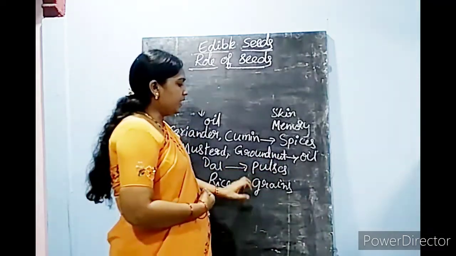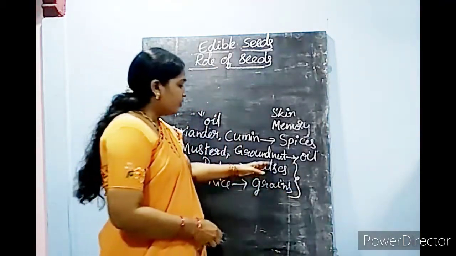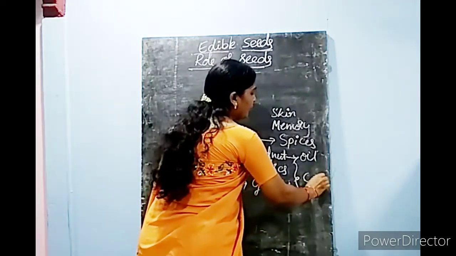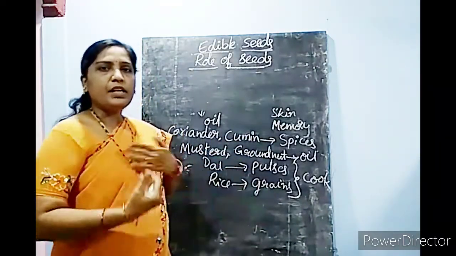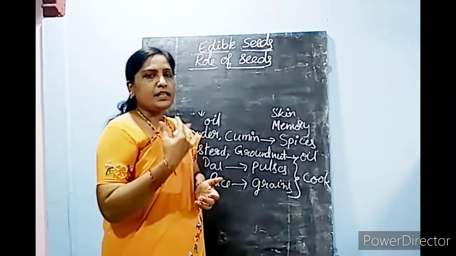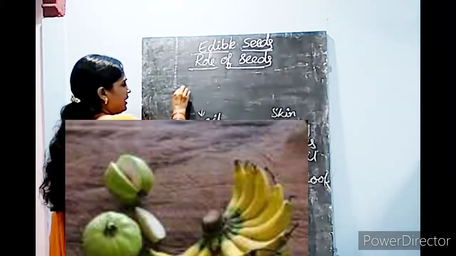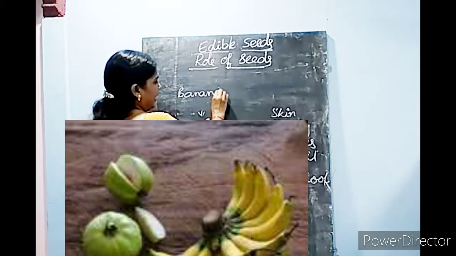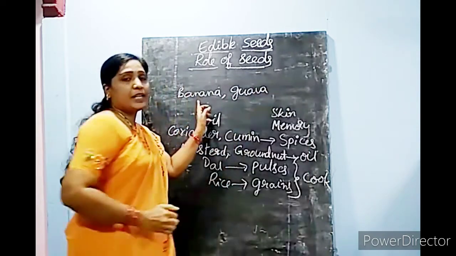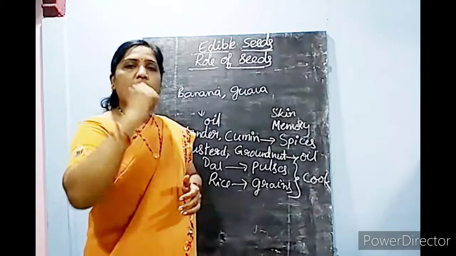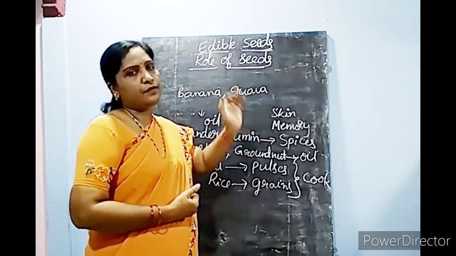Can we eat these grains and pulses without cooking? We cannot. So these seeds must be cooked before eating. Are there any seeds we can eat directly? Raw seeds, are we eating? Yes. Our banana and guava. These fruits have seeds inside them, and along with the fruit we eat the seeds. So raw seeds we are eating in these fruits.